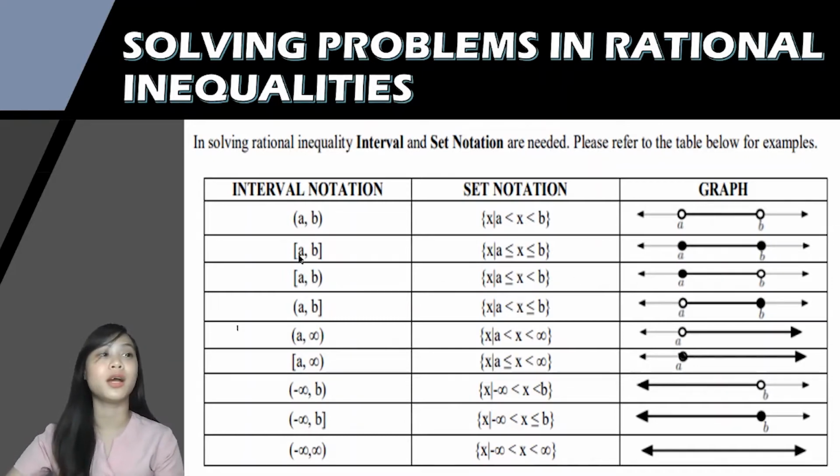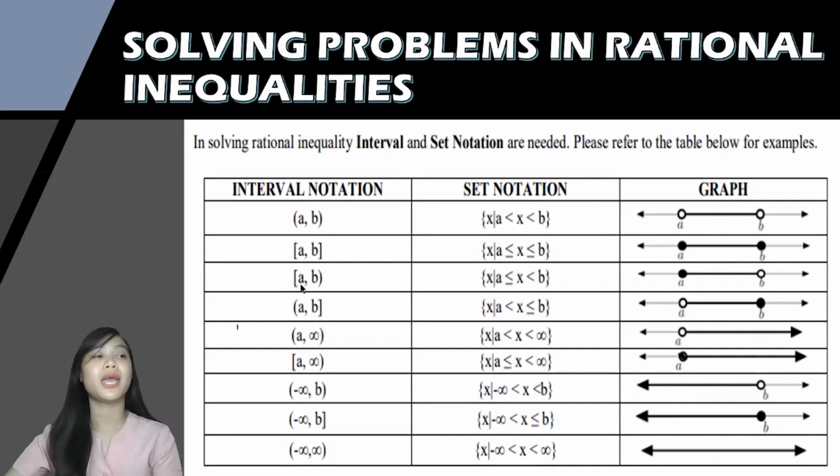Now we have interval notation A, B enclosed in brackets, meaning in set notation x such that x is greater than or equal to A and less than or equal to B. In your graph, you have again A to B as your interval. This time A and B are shaded circles. That means they are part of the solution. So x equals A, x equals B.